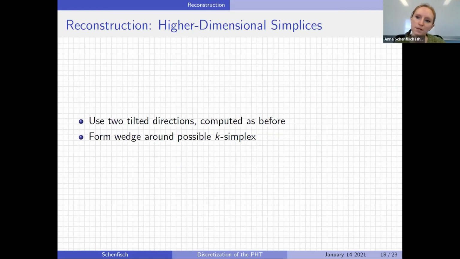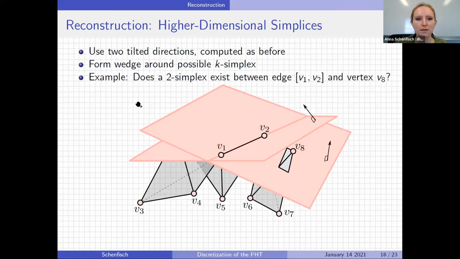So then using this tool of k-in-degree, we can describe a predicate for determining if a set of vertices forms a k-simplex. Here's another example of using the tilt procedure. I think a picture is helpful here. We'll use two tilted directions to form a wedge around the possible k-simplex. And I mean a wedge of the filtration hyperplanes. In this example, suppose we're trying to test if a 2-simplex exists between the edge V1, V2 and V8. Our wedge is chosen specifically so that the only vertex in this wedge region is V8.